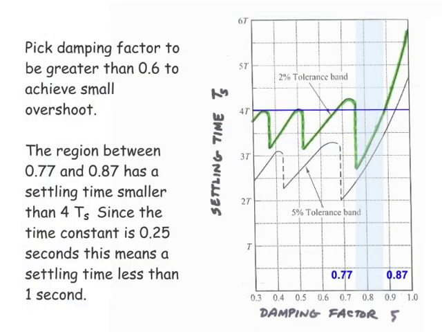To see this, we need to refer back to the graph that we saw in the previous presentation. It showed there's a region of zeta between 0.77 and 0.87 where the settling time was less than 4 times the time constant. So this is a desirable region for us to pick zeta in if we're going to pick zeta to be greater than 0.6 so as to achieve small overshoot. In this case, the settling time will be less than 1 second.